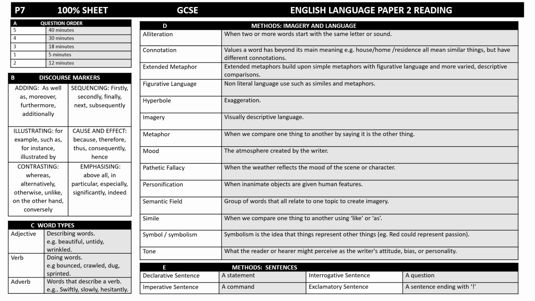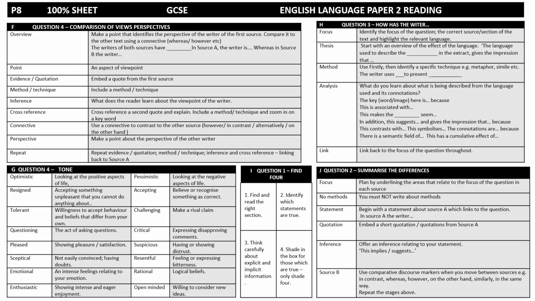In box A, you have a reminder of the timings. In box B, your discourse markers. Box C, D and E, the methods that you may well use for this particular question. And here is the second side of your 100% sheet. Each box contains certain approaches for each question.